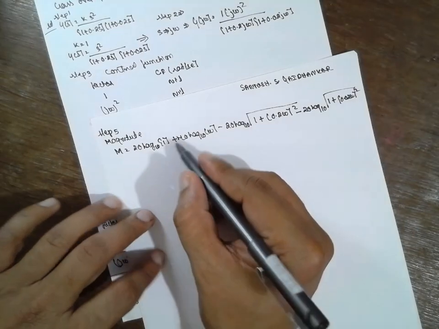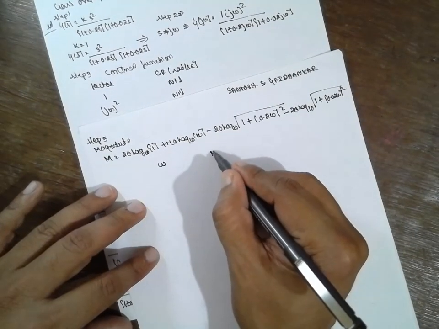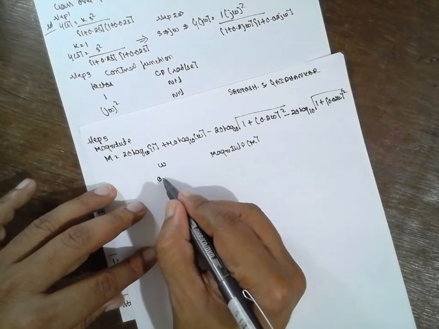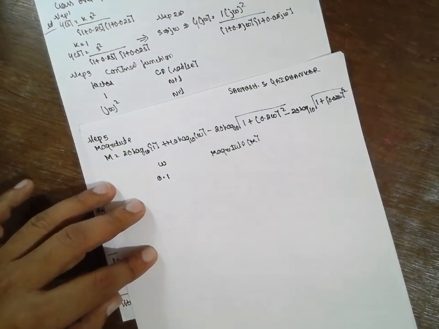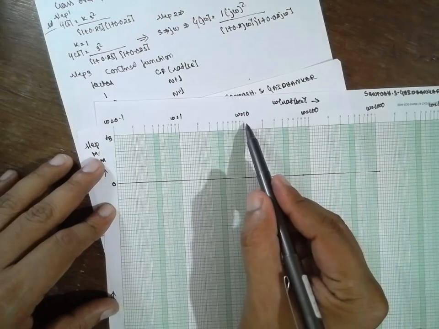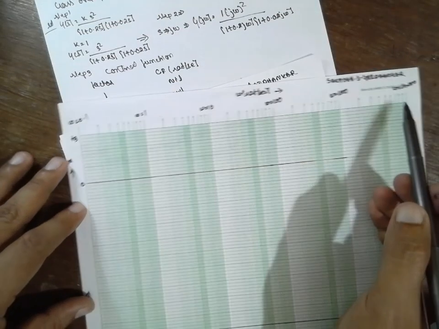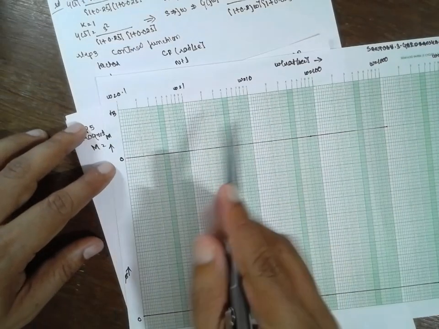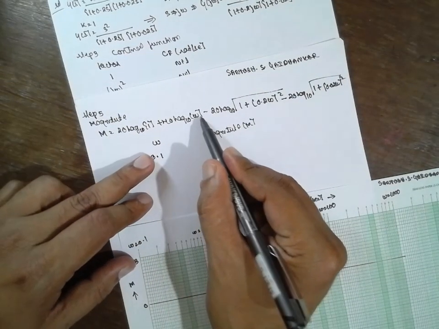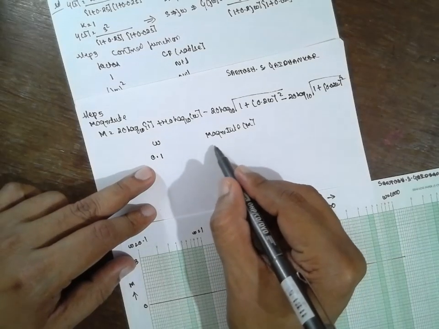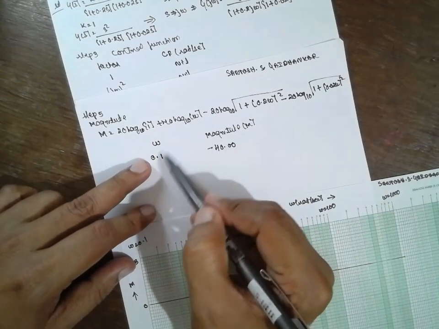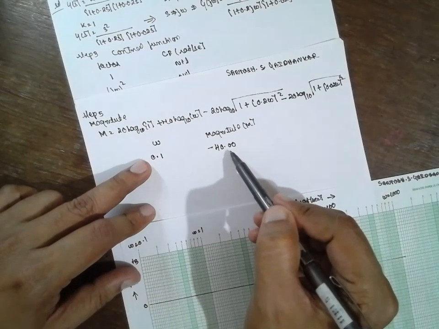Then I will create a table here: omega and magnitude. For 0.1, what is the value? This is the graph. Here I am considering this value as 0.1. This is 1, this is 10, this is 100, 1000, 10,000. This is for magnitude and this is for phase. This is the zero line. Therefore, the first one is 0.1. If you substitute the omega value 0.1 here, you will get minus 40.00. You have to substitute 0.1 in place of omega.